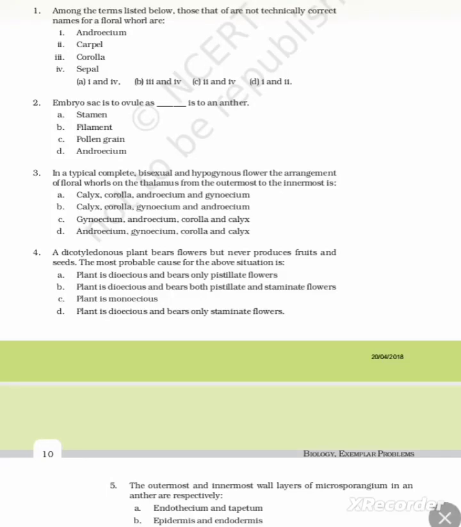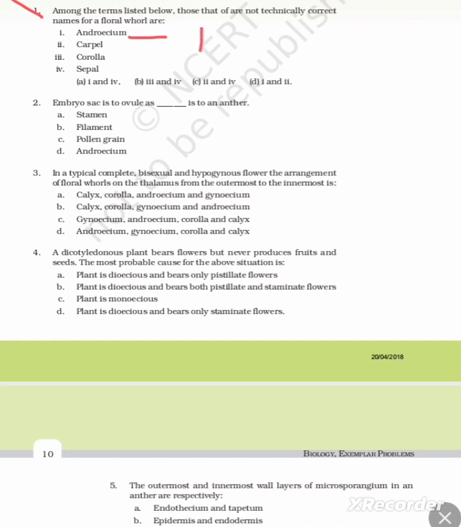Dear students, today we are going to discuss the MCQs of NCERT exemplar. Chapter is Sexual Reproduction in Flowering Plants, and these questions are very important for the coming NEET exam. So the first question is, among the terms listed below, those that are not technically correct names for floral whorls.